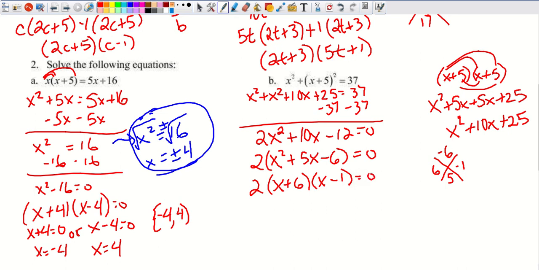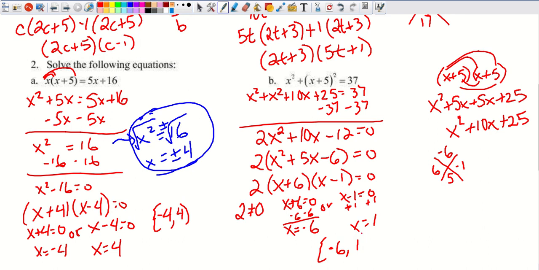Now they're technically 3 factors. We set each equal to 0. Remember, 2 can't be equal to 0, so that answer is done, okay? But x plus 6 could equal 0, or x minus 1 could equal 0. And so if I solve, I'll end up with x equals negative 6 by subtracting 6 from both sides, okay? Or I'll end up with x equals 1 by adding 1 to both sides. And so my two solutions here are negative 6 and positive 1.